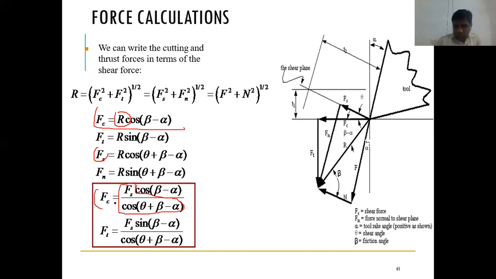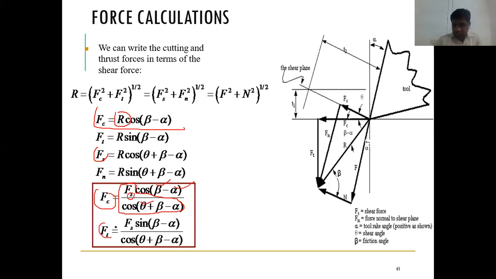So FC, you can calculate if you know only the Fs value. If you know it, you can calculate FC, the cutting force. Beta, alpha, and theta we already know: shear angle, rake angle, as well as friction angle. So all these parameters we already know. We have a tool in our hand, we can measure these values, right?